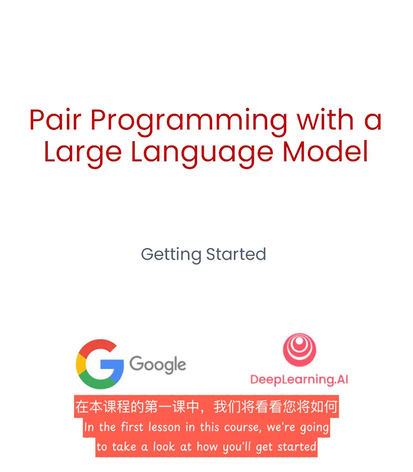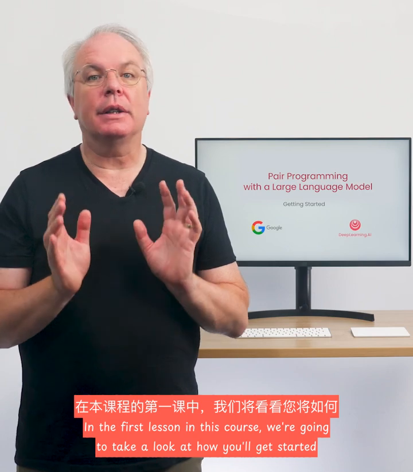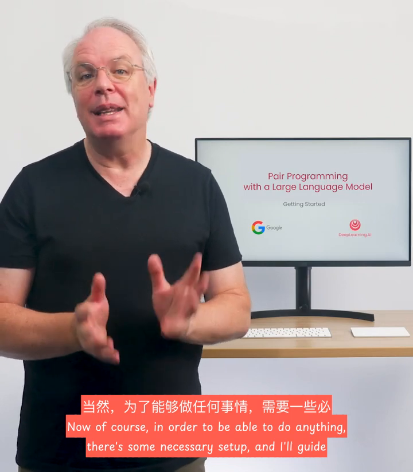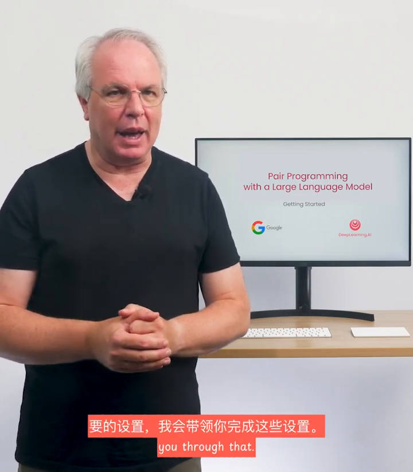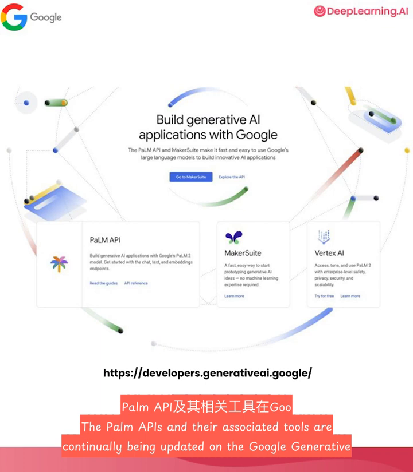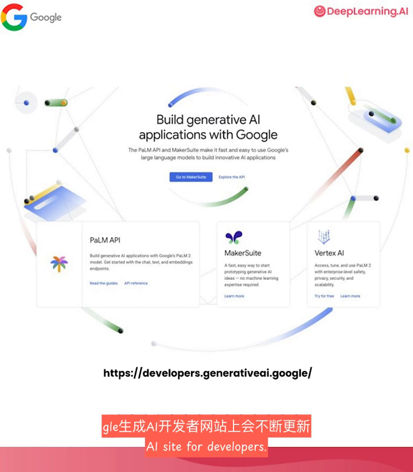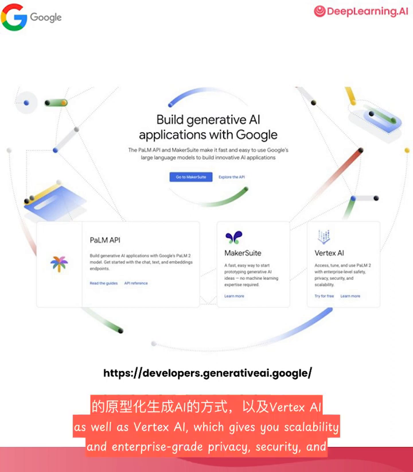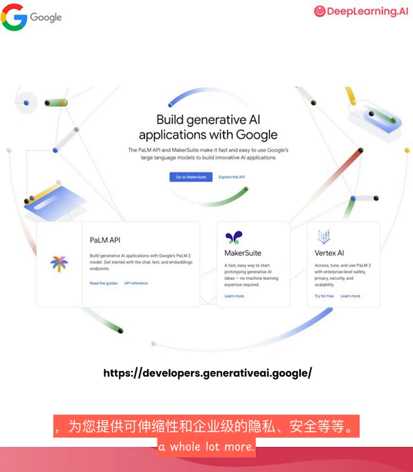In the first lesson in this course, we're going to take a look at how you'll get started with the PaLM APIs for code generation. Now, of course, in order to be able to do anything, there's some necessary setup, and I'll guide you through that. The PaLM APIs and their associated tools are continually being updated on the Google Generative AI site for developers. And this includes Maker Suite, a fast and easy way for you to prototype with generative AI prompting, as well as Vertex AI, which gives you scalability and enterprise-grade privacy, security, and a whole lot more.